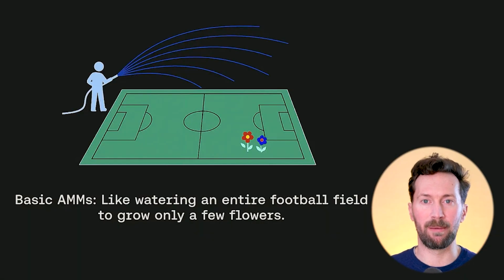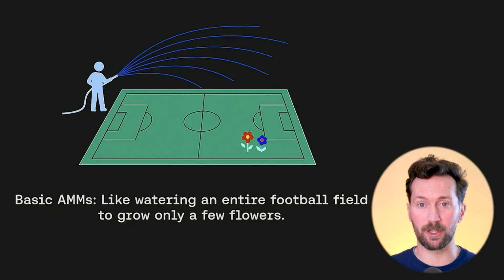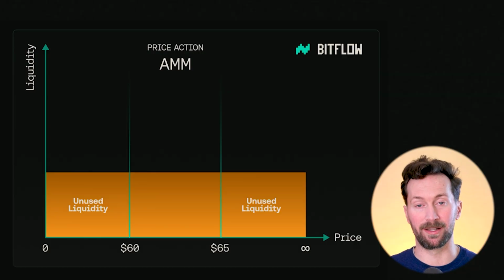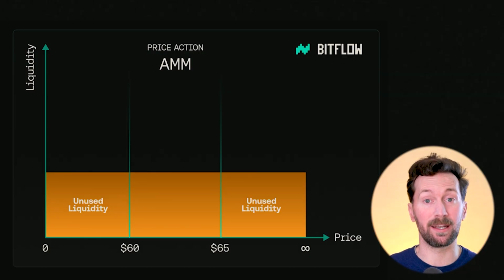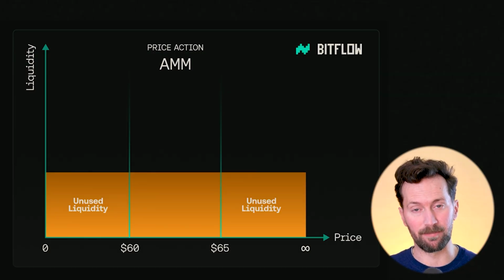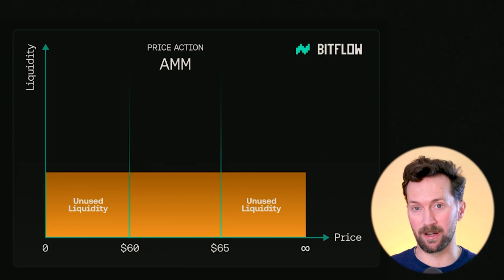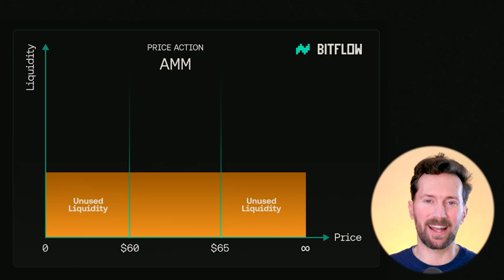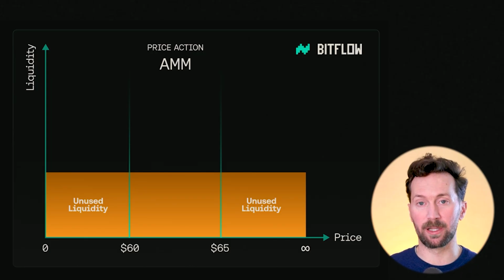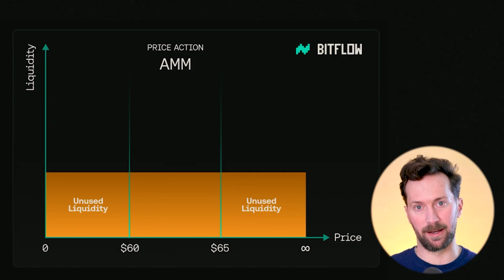A regular AMM is like watering an entire football field just to grow a few flowers in one corner. You're spending water, your capital, everywhere, even though all the action is happening in one small area. The upside of this old model is simple in that it doesn't require much maintenance. You just deposit and leave it. But the downside is big. Your liquidity is not very efficient, and you often earn fewer fees per dollar of capital. So as an LP, you end up overspreading your liquidity and under-earning on it.